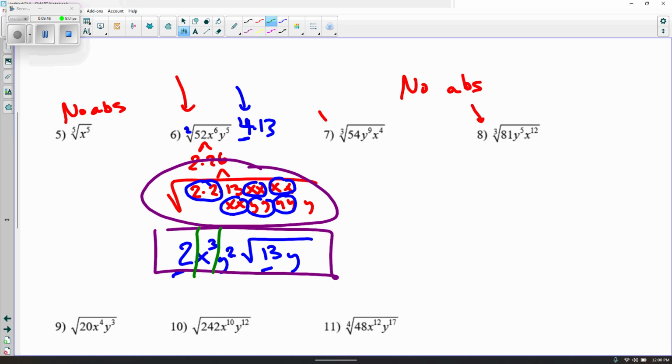54 breaks down to what times what? Yeah, 6 times 9 or 2 times 27. However you want to look at it, I really don't care. That ends up being 2 times 3 times 3 times 3 when you get done with that number. And then I have y, y, y, y, y, y, y, y, y. And then I have x, x, x, and a single x. And then I'll do the cube root.